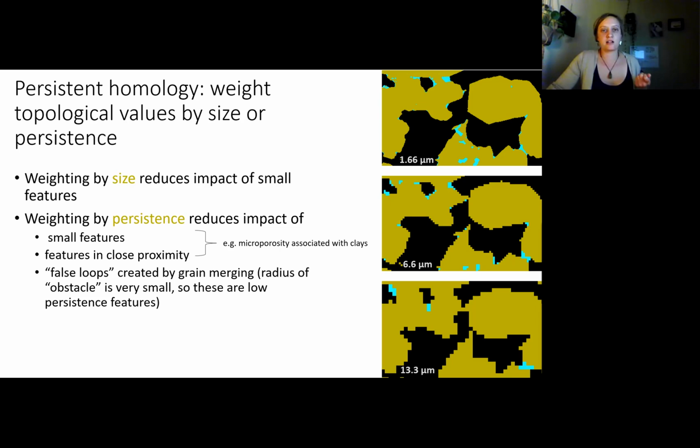So for example, for many flow processes, especially for non-wetting phase flow processes, the size of pathways in pore bodies is really important, and very small features can be less important. So by weighting these topological features by their size or by their persistence, we can reduce the impact of these very small or very spatially close features.